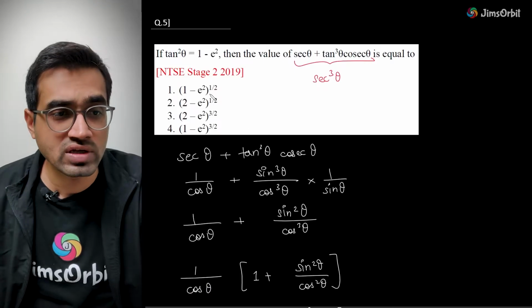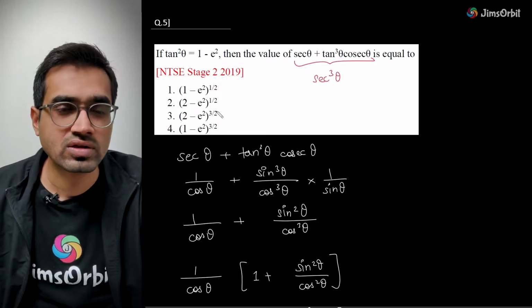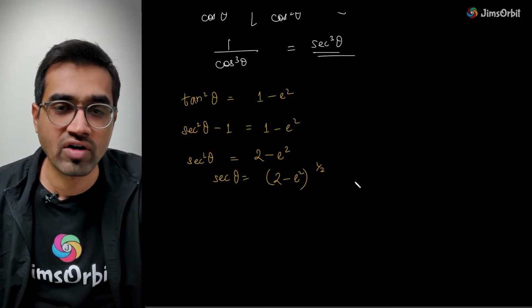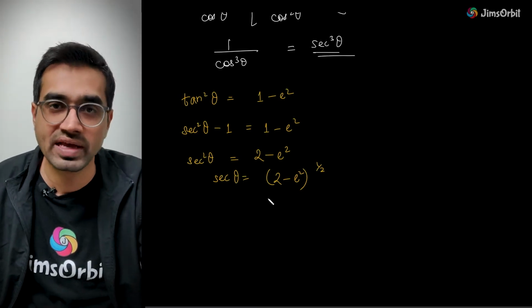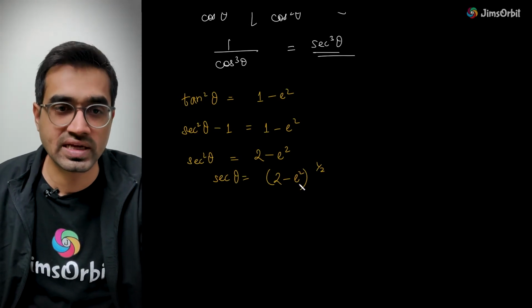Why? Because if you notice, all the options have half powers. So don't write under root. It's better to use half power this way. That's the same thing as root. Okay. Just the representation has changed.